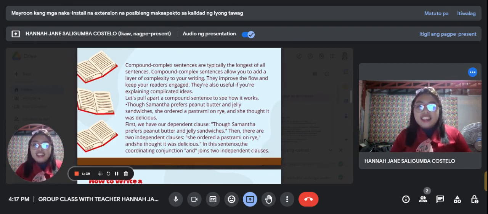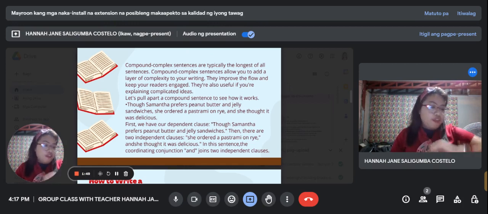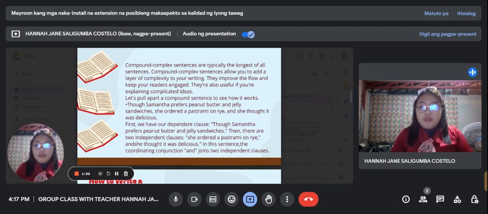Compound complex sentences allow you to add a layer of complexity to your writing. They improve the flow and keep your readers engaged. And they are also useful if you're explaining complicated ideas. Let's pull apart a compound sentence to see how it works.